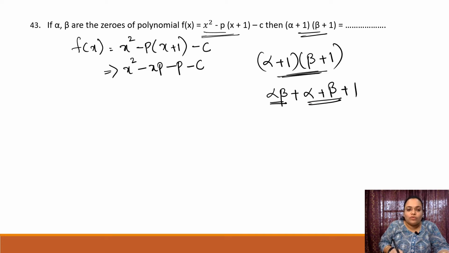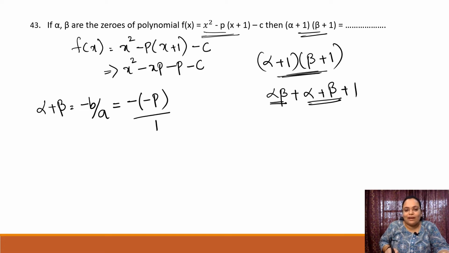Okay. So what is alpha plus beta? Minus b by a. Right. What is minus b by a? That is minus of minus p upon 1. A is 1. Right. Which is p. And what is alpha beta? Alpha beta is c by a. C is minus p minus c, and a is again 1, which is minus p and minus c.